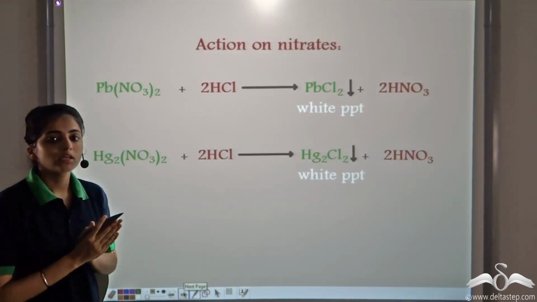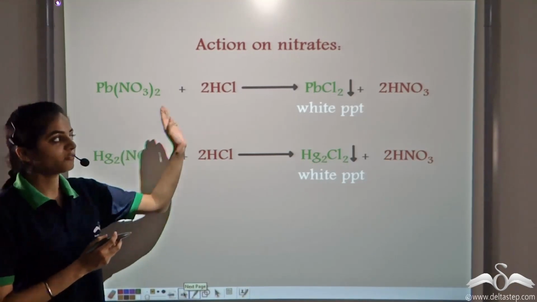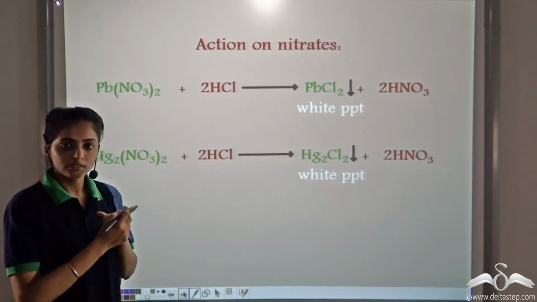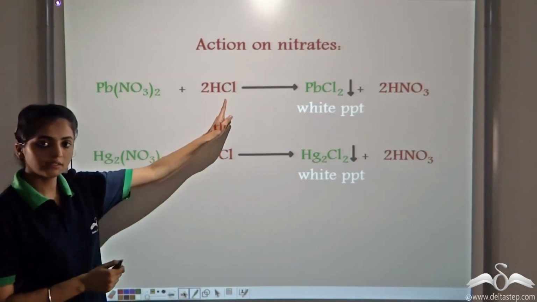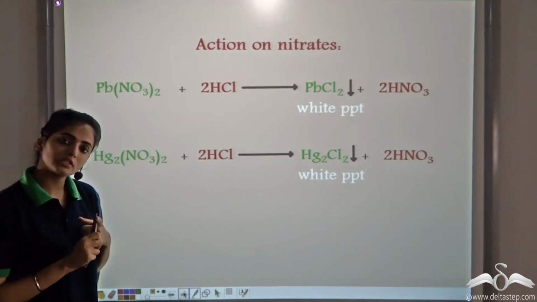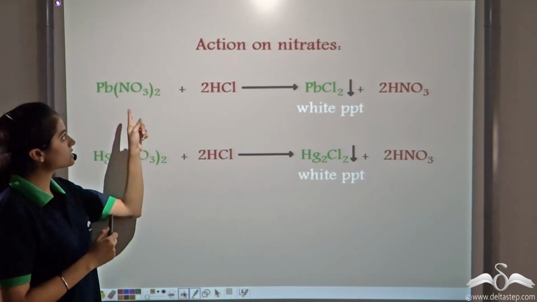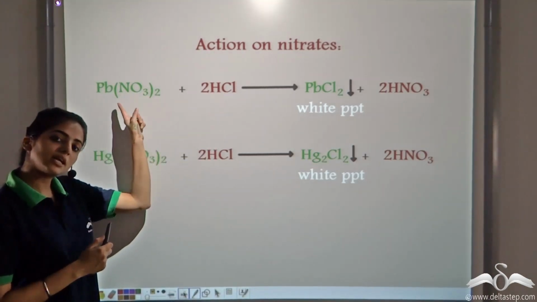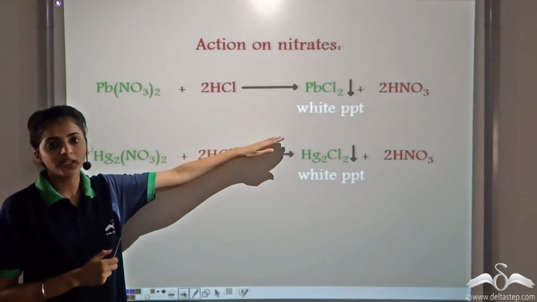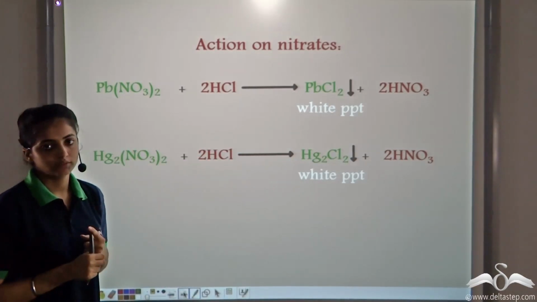How do nitrates react with HCl? When nitrates react with HCl, they form the corresponding salts and they form another acid. This is the reaction of an acid and a salt. So when one acid reacts with a salt, it forms another acid and another salt. In this case, HCl reacts with lead nitrate, so it forms another salt, which is PbCl2, which is a white colored precipitate, and another acid, which is HNO3.